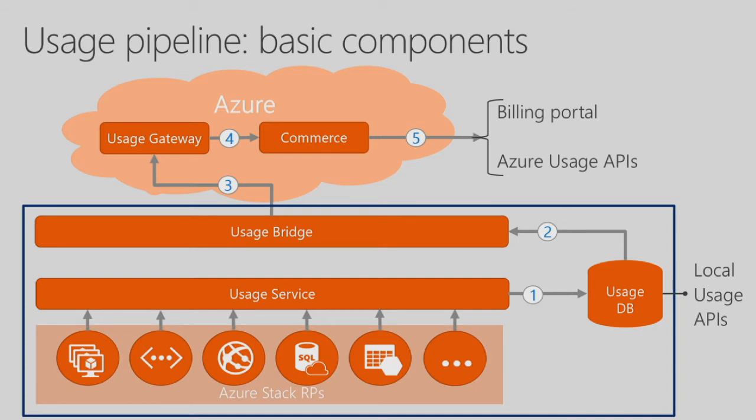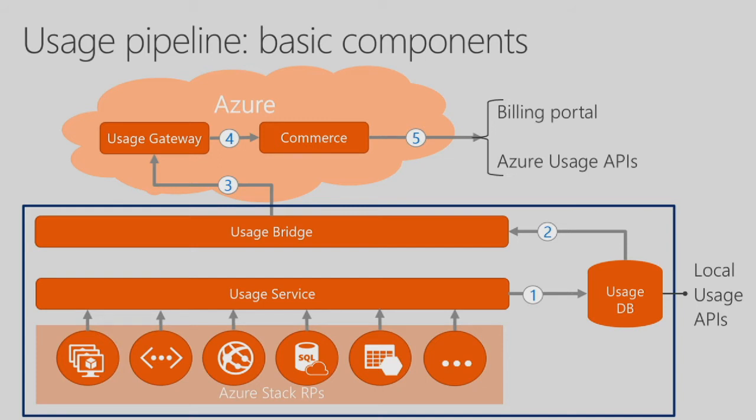So in the output from Commerce, what you see in the billing portal, what you see in your billing reports, what you see through the usage APIs, Azure Stack usage is going to look exactly like Azure usage. It's only distinguished by two things. It has a region, which is not one of the usual Azure regions like US West or US East. It is a region that is specific to Azure Stack and is called Azure Stack, so it's easy to recognize.